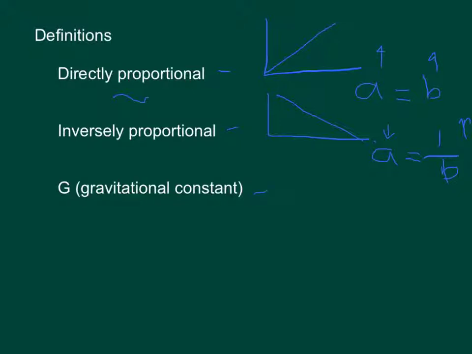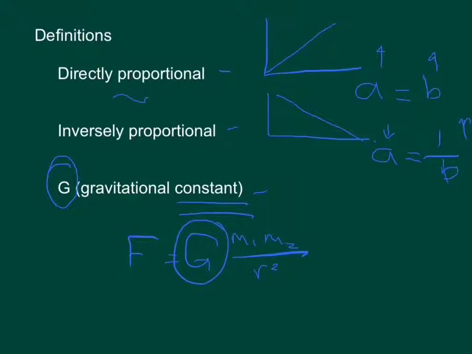Now, the third term that you need to know is gravitational constant. This big G is a constant value that we use in gravitational calculations. And we'll talk a little bit more about it. The key thing I want you to remember is that it is a constant. Whenever you see the big G in an equation, for example, F is equal to big G m1 m2 divided by r squared, this big G is a constant.